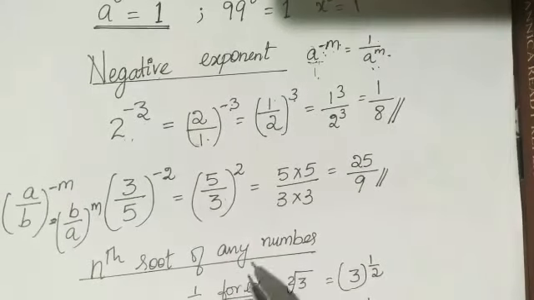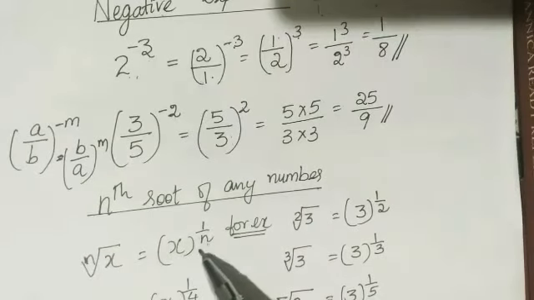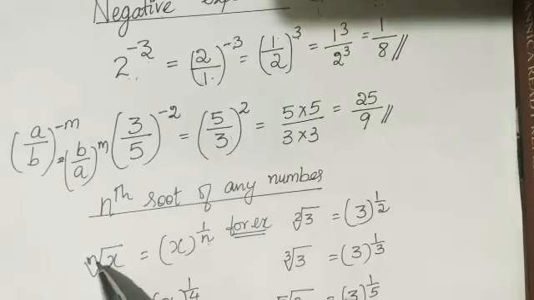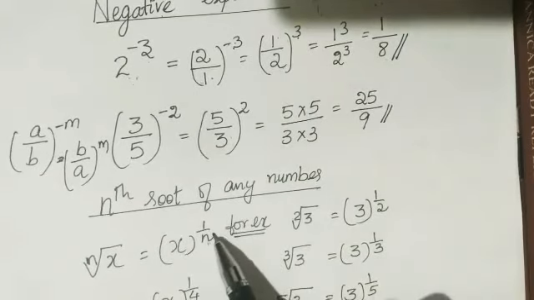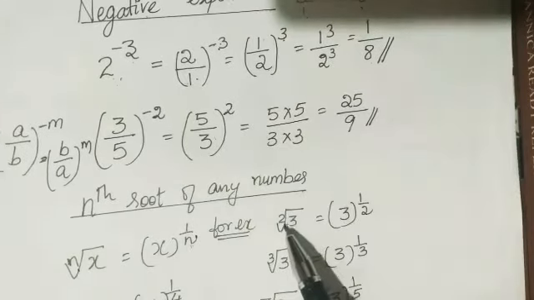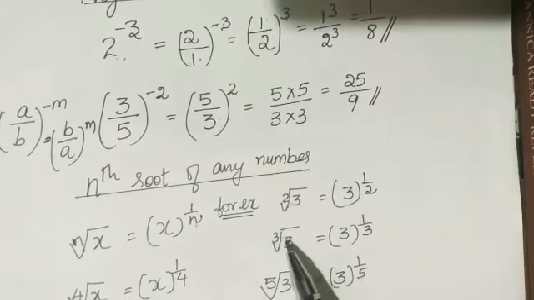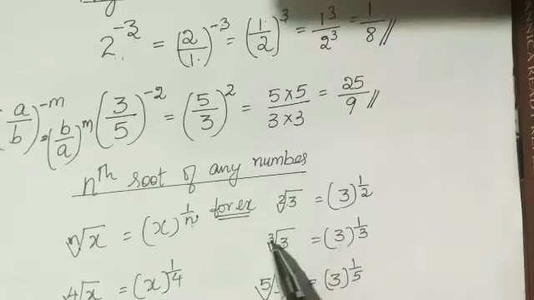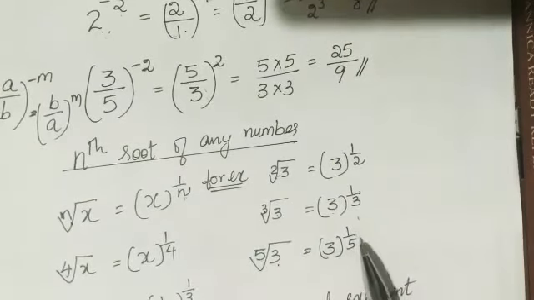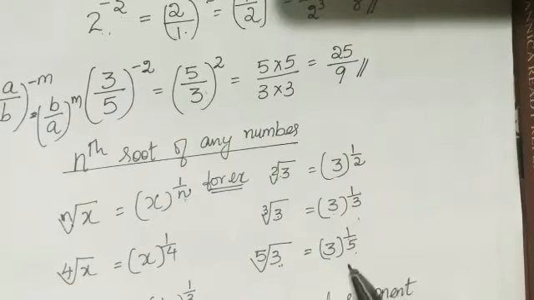Next important thing we are going to see is nth root of any number. What does this term mean, nth root of any number? For example, what is nth root of x? It is x raised to the power 1 by n. See, whatever comes here, you have to take it to the exponent by putting the reciprocal of whatever digit is here. For example, square root of 3, you have to write as 3 raised to the power 1 by 2. Cube root of 3 is 3 raised to the power 1 by 3. Fifth root of 3 is 3 raised to the power 1 by 5. So nth root of 3 will be 3 raised to the power 1 by n.